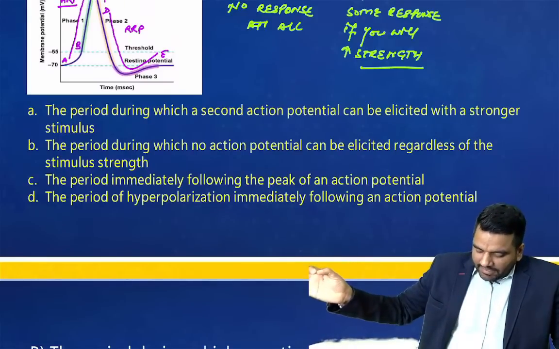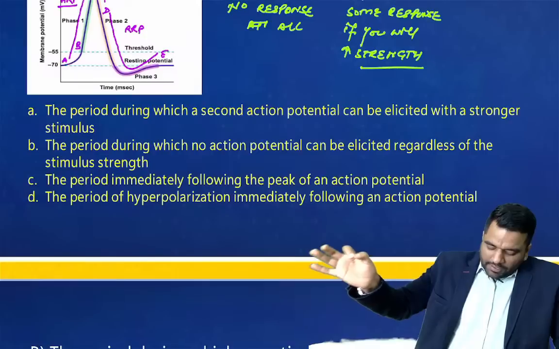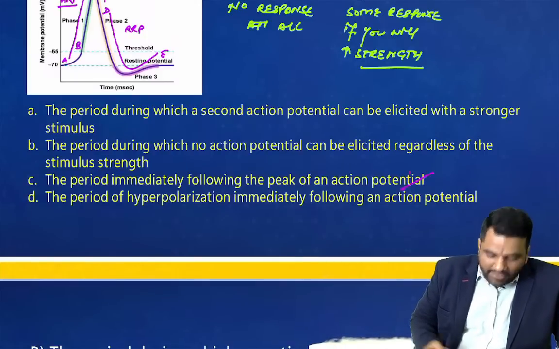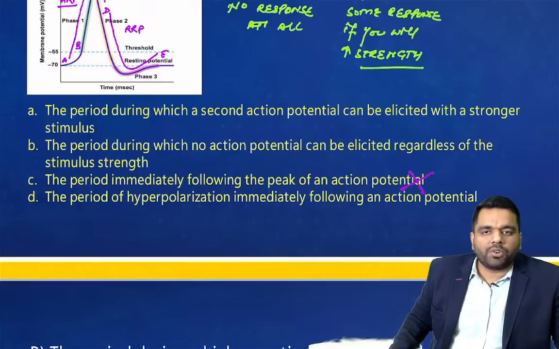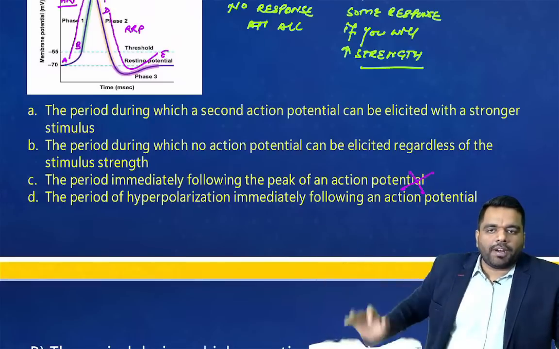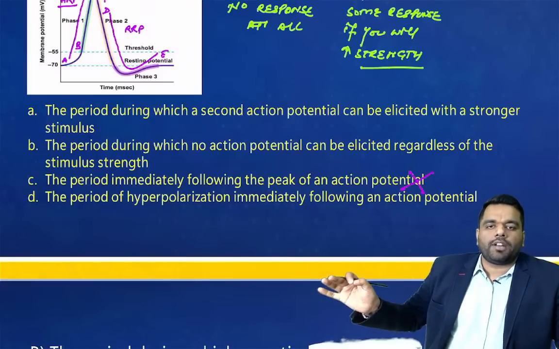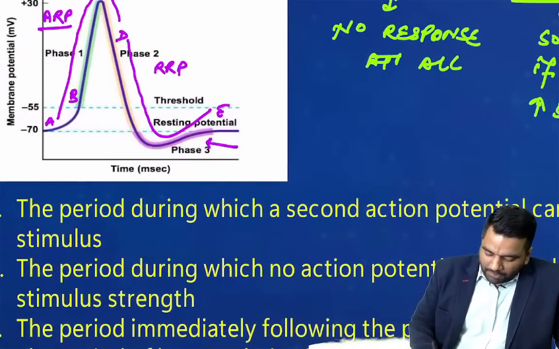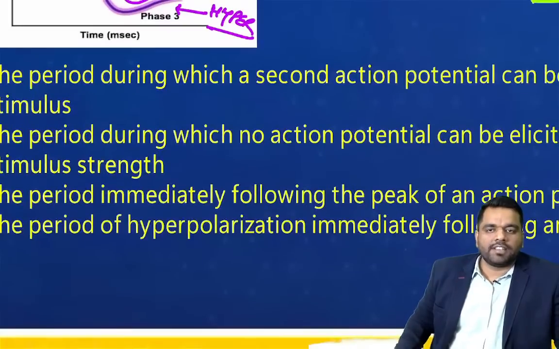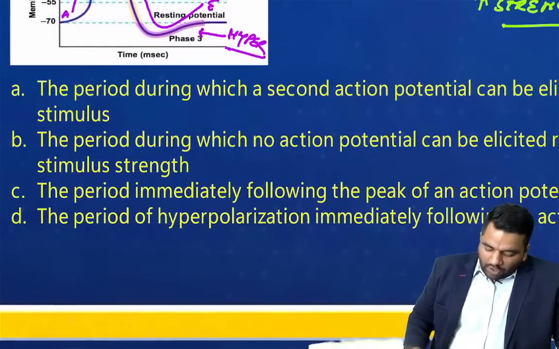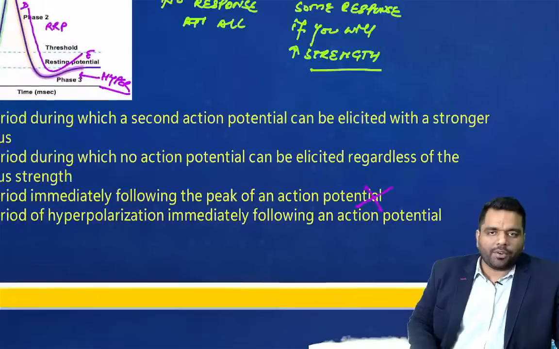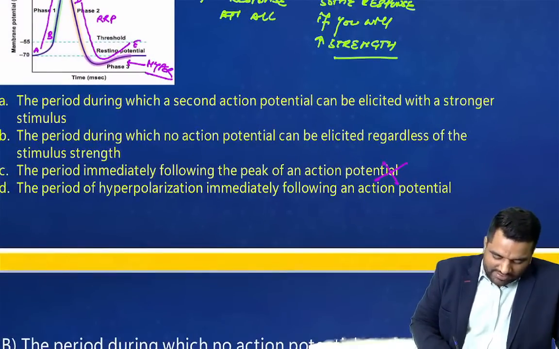Option number C: the period immediately following the peak of an action potential. No, beta, this statement is absolutely wrong. Option number D: the period of hyperpolarization immediately following an action potential. This is the hyperpolarization phase, right? No, beta, this is again a wrong statement.